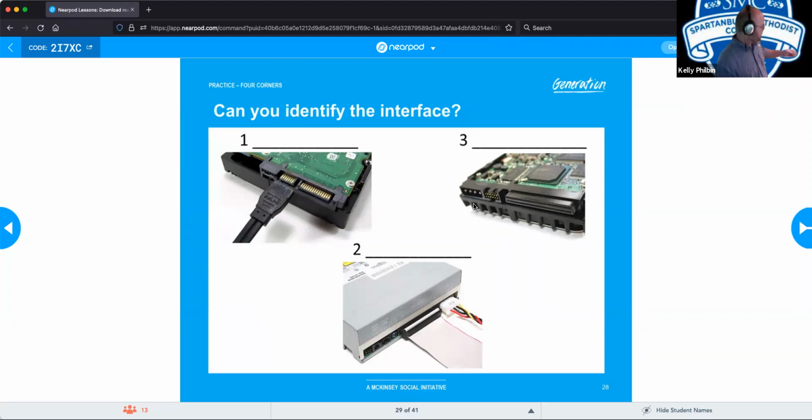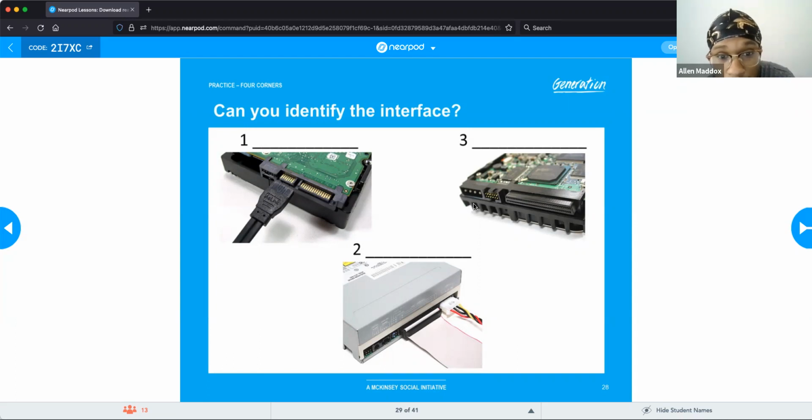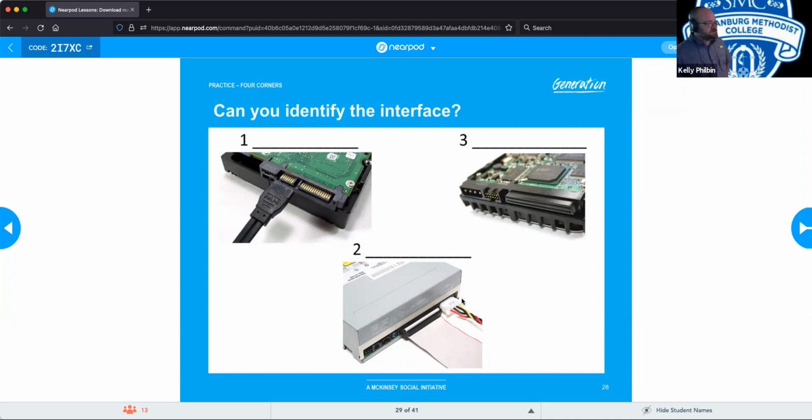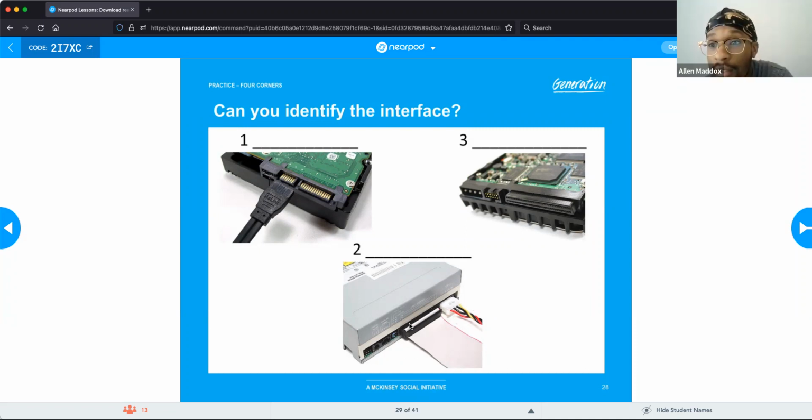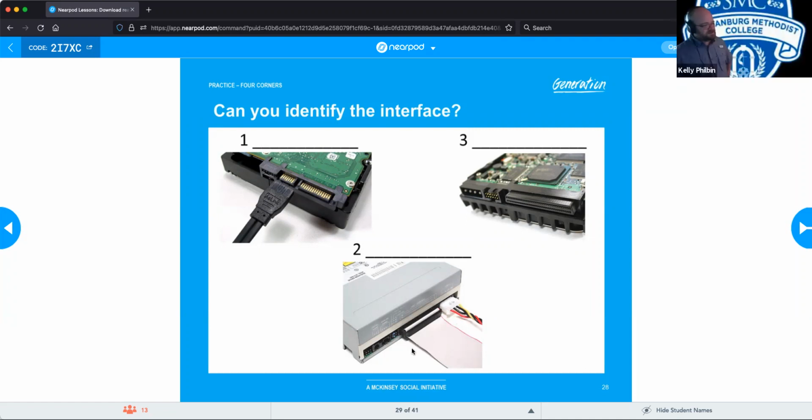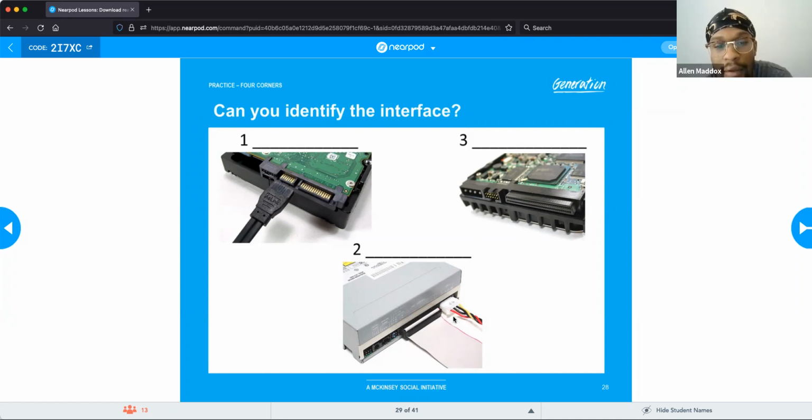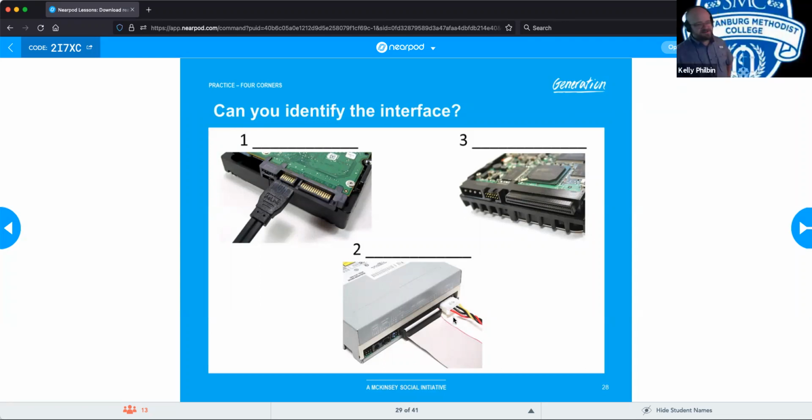Number 2, Alan. Number 2, that's the Molex. That would be the power connector. Well, what about this? That's the data connector? The SCSI. Are you sure? Nice. Wide ribbon. Yeah, that's the PATA. That is a PATA. That is a PATA. Very good.